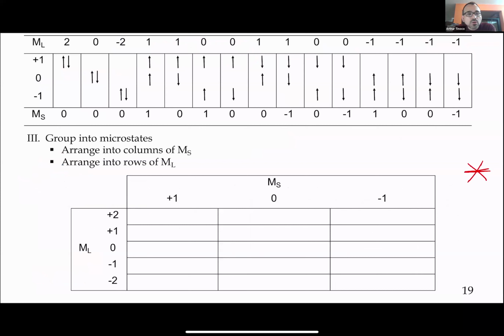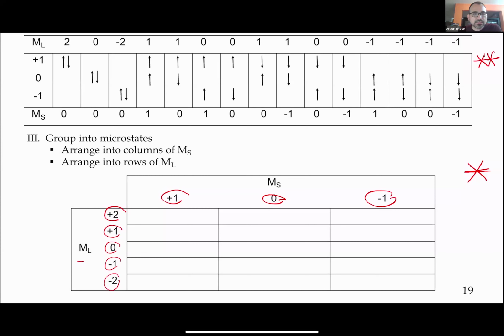So what we have is an arrangement where the columns at the top are +1, 0 and -1 for m sub s, and then the rows are for the m sub l's: +2, +1, 0, -1, -2. Where are we going to get the information from? Where do we get the information from up here? We're going to start putting the information into our table.